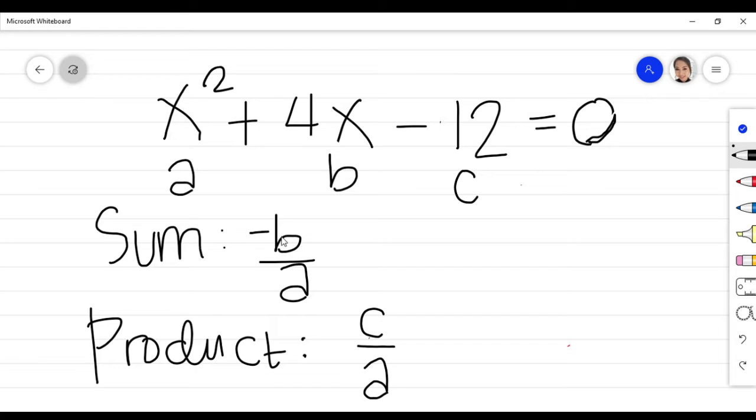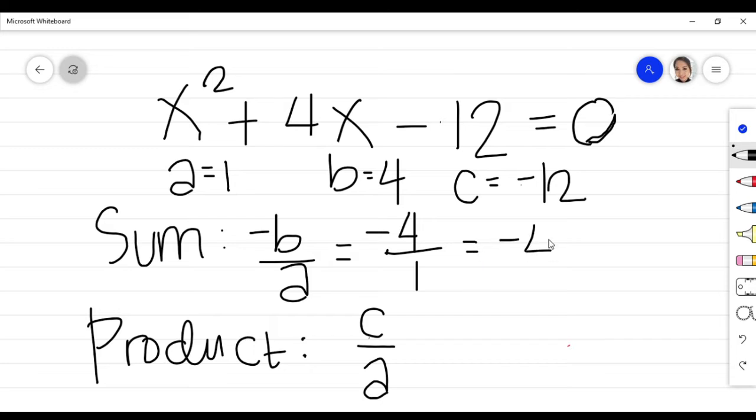of our quadratic equation. So a is equivalent to 1, b is equivalent to positive 4, and c is equivalent to negative 12. So the sum of the roots is negative b over a. So let's substitute b and a. Remember that we have here a negative first, so negative b, which is 4, so negative 4 over 1. Negative 4 divided by 1 is equivalent to negative 4.